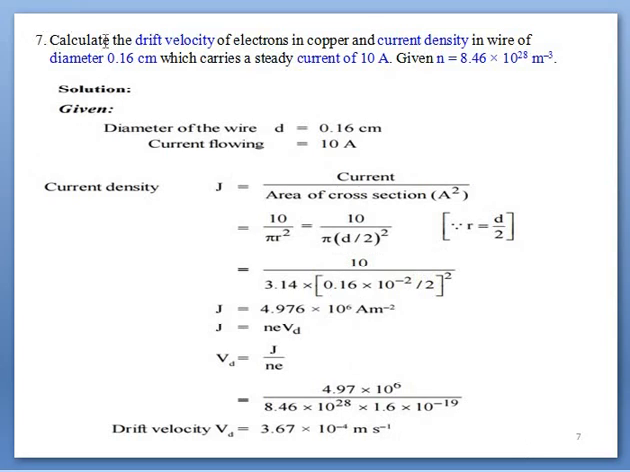In this numerical, we have to calculate drift velocity and current density. Diameter is given and current is given. Since current density is equal to I upon A, I is given, its radius is 0.08, and that can be substituted as pi r square. So current density is obtained, and next we have to calculate drift velocity. So again J equals n e Vd, so Vd equals J upon n e. So drift velocity is equal to this one.